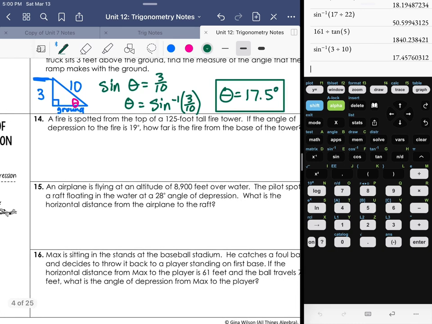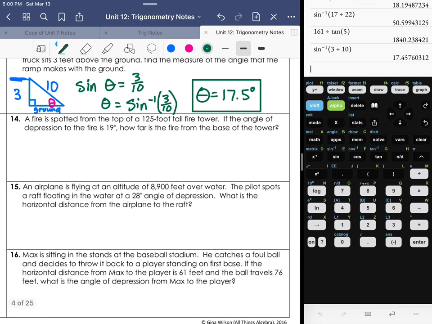So for this one, I'm going to do 14 and 16, because 14 gives us an angle and 16 asks us to find an angle. So we've got in 14, fire is spotted from the top of a 125-foot tall fire tower. So if you ever been to like a national forest, they do have these fire towers every so often, and there are guys that go up there and look for fires. That's their job. If the angle of depression to the fire is 19 degrees, how far is the fire from the base of the tower?